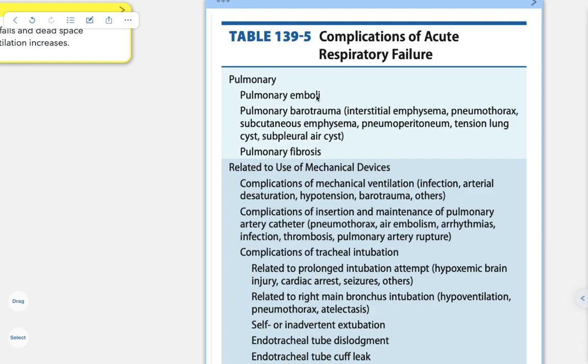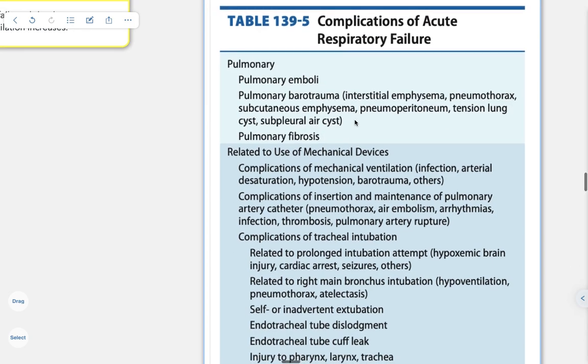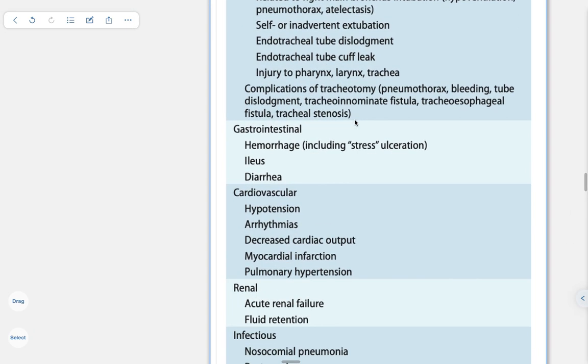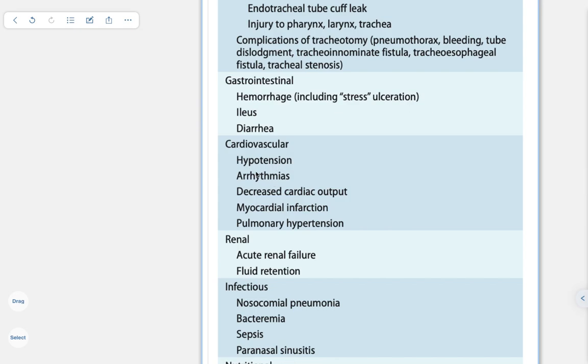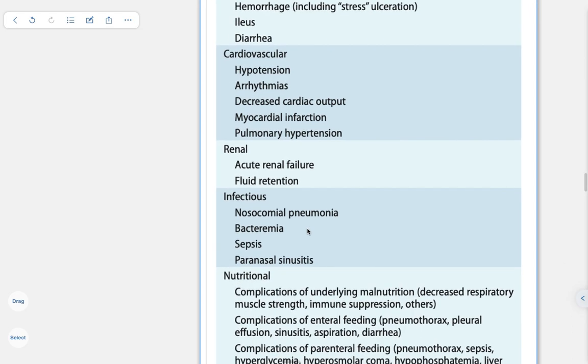Then there are certain patient related problems. Firstly, there could be some problems in the pulmonary component. There could be pulmonary emboli as a complication, pulmonary barotrauma, which can happen in the form of interstitial emphysema, pneumothorax, subcutaneous emphysema, pneumoperitoneum, tension lung cyst, or subpleural air cyst, or pulmonary fibrosis could also take place. Gastrointestinal complications include hemorrhage, including stress ulceration, ileus, and diarrhea. Cardiovascular complications include hypotension, arrhythmias, decreased cardiac output, myocardial infarction, and pulmonary hypertension.